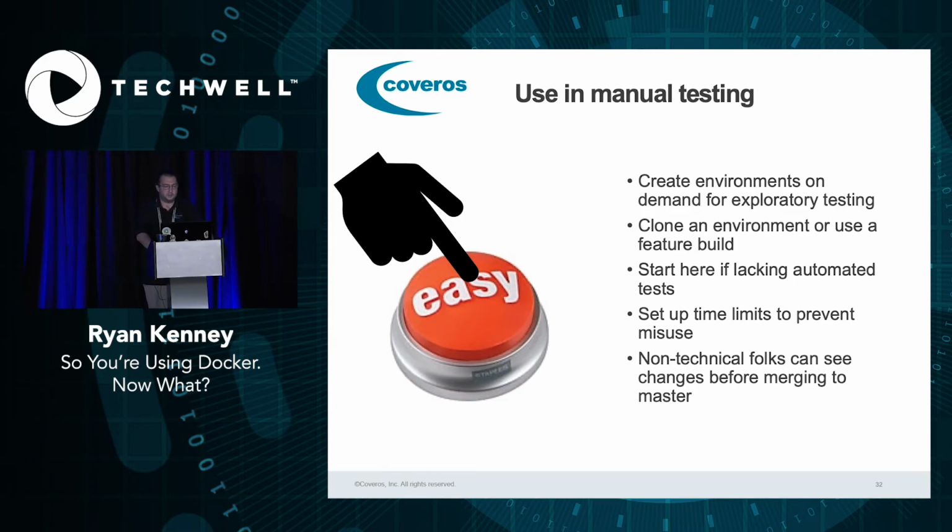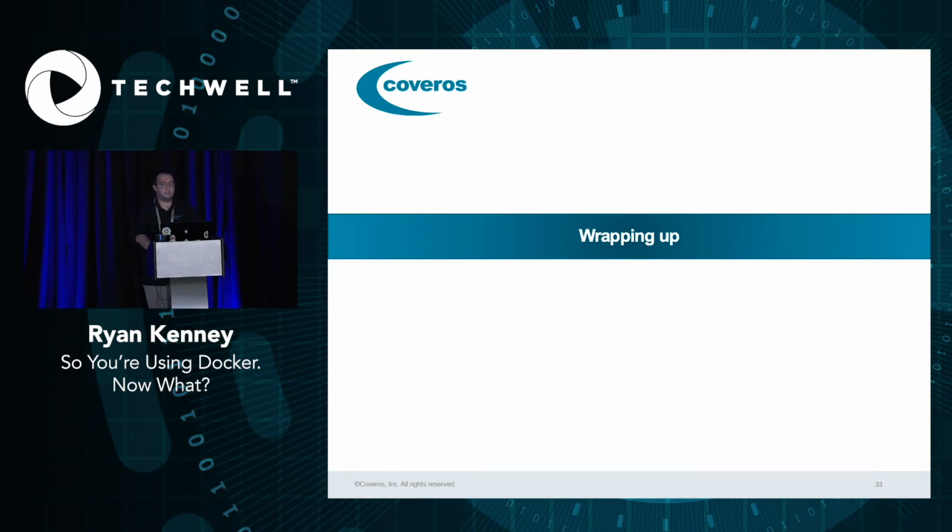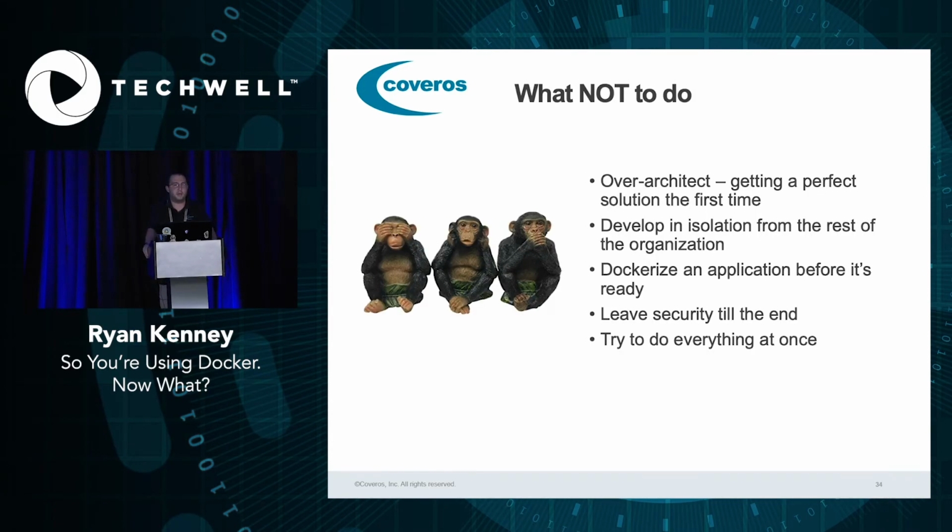All right, so let's start wrapping up with just some wisdom that I've gained over the years, specifically with what not to do when you start your Docker journey. So analysis paralysis, over-architecting, whatever you want to call it, if you try to get a perfect solution the first time and try to make everything perfect before moving on to the next step, then you're going to have a bad time. So, I mean, this is Agile, right?